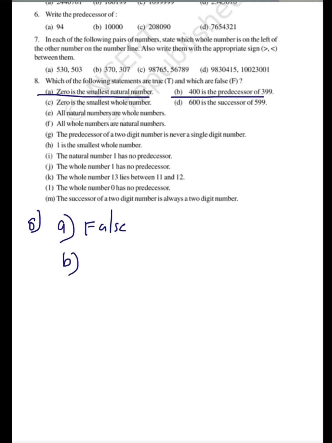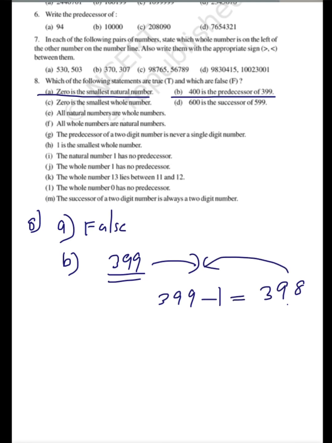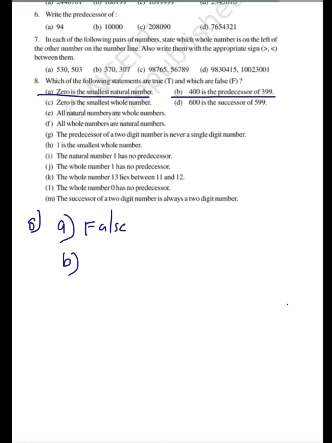Now B. 400 is the predecessor of 399. What will be the predecessor of 399? The number that comes just before 399, which is 398. So this is a false statement. 400 is actually the successor of 399. So the answer for B will be false. 400 is the successor actually.